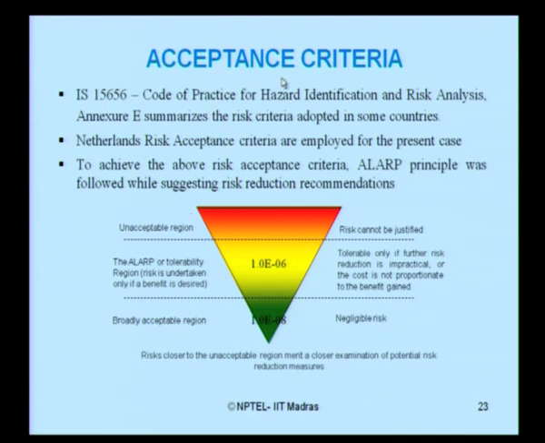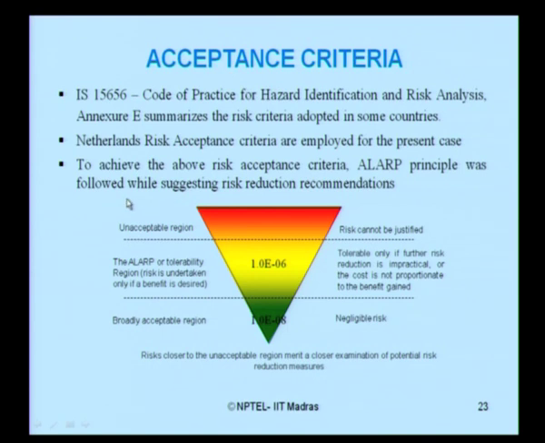We now ask, after computing risk, whether the risk is acceptable to us. We call this the acceptance criteria. IS 15656, which is a code of practice for hazard identification and risk analysis, has Annexure E, which summarizes the risk criteria adopted in some countries. You can look at this as a reference for calculating the risk acceptance levels for your problem. Alternatively, you can also look at the Netherlands risk acceptance criteria.